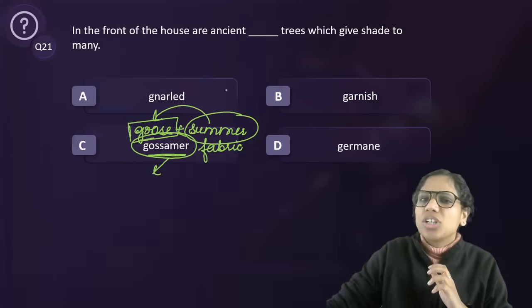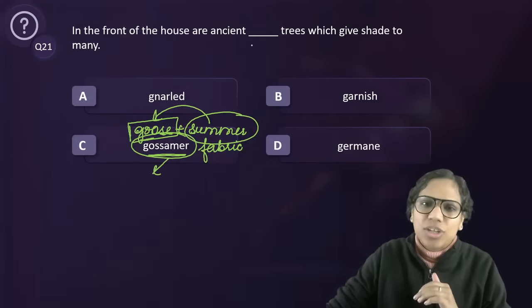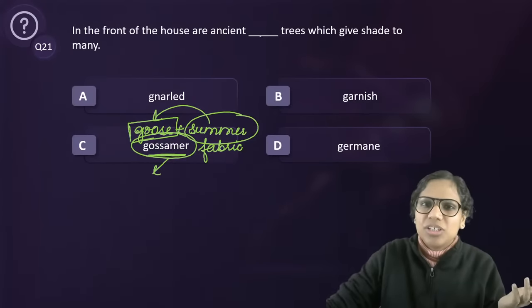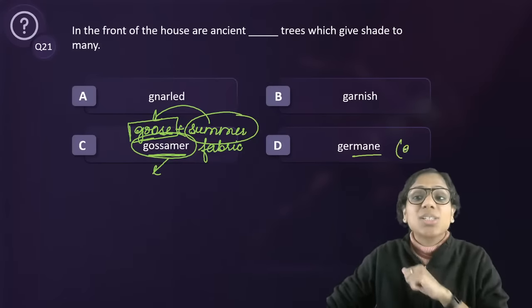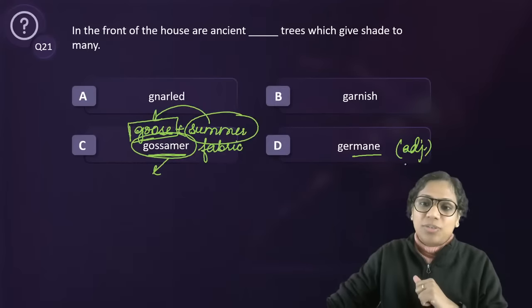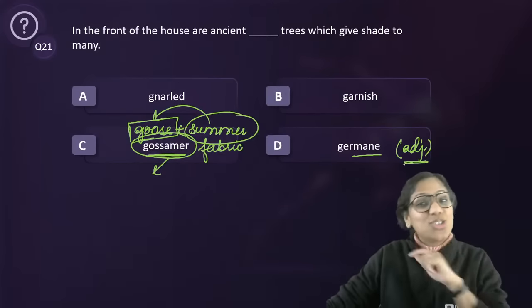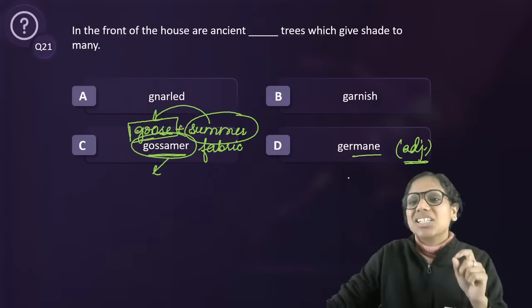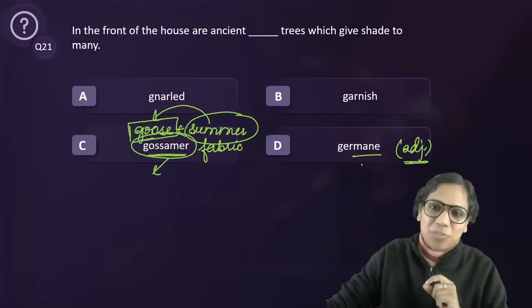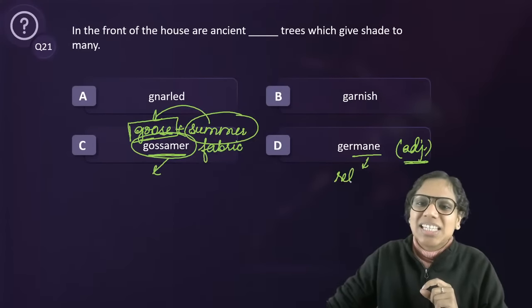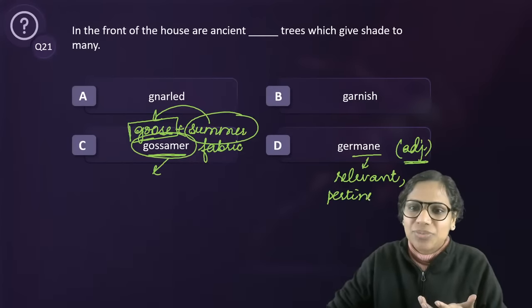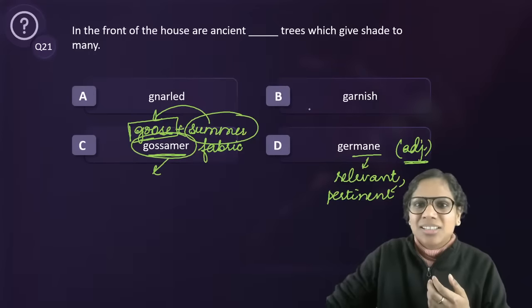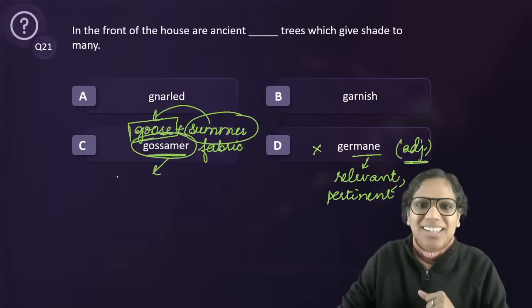So, of course, trees cannot be gossamer. It's neither related to cobweb here nor related to fabric. Germane, we have done this word in another vocabulary session. I even told you about its etymology there. We discussed the term cousin german, if you remember. So germane is something that's very relevant, very pertinent to the issue at hand. So pertinent trees, relevant trees, will not work.